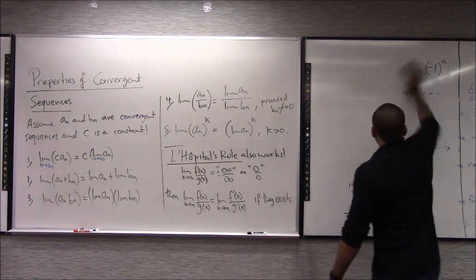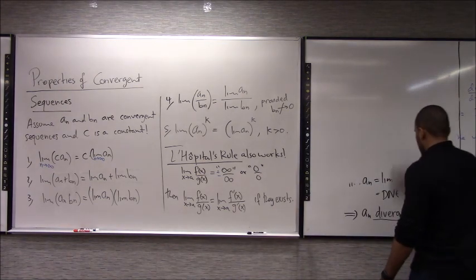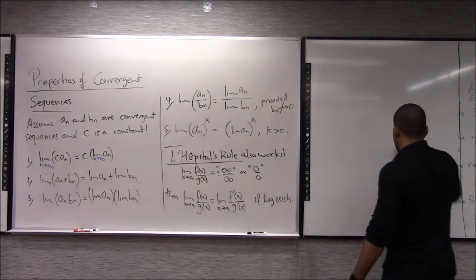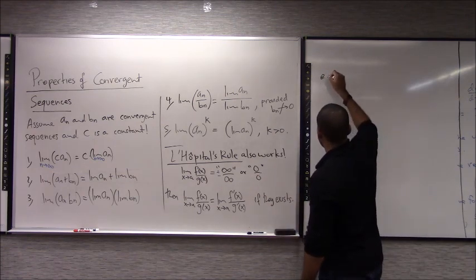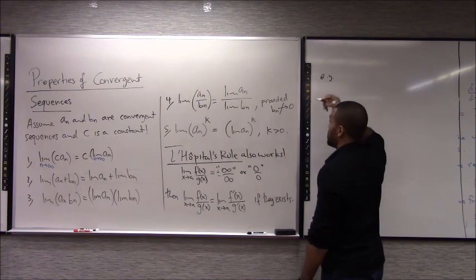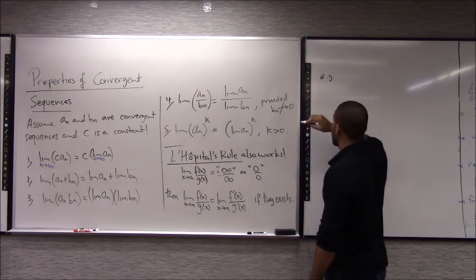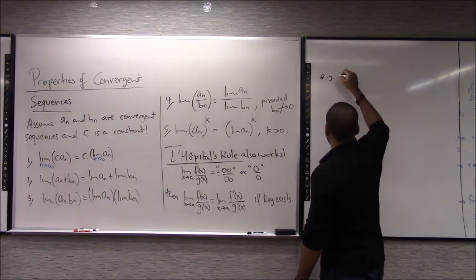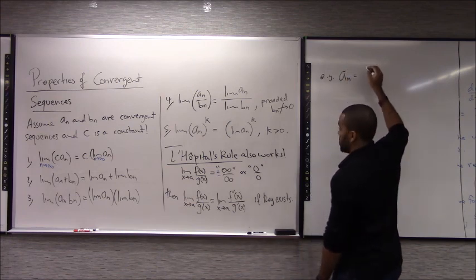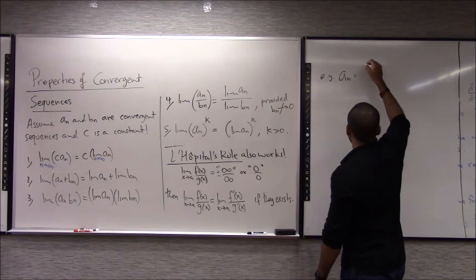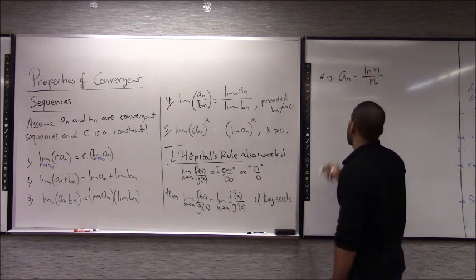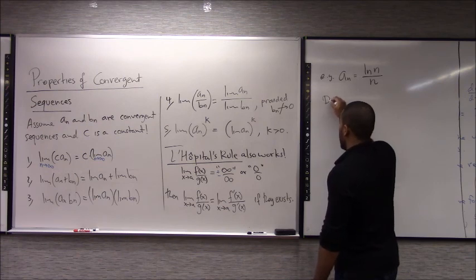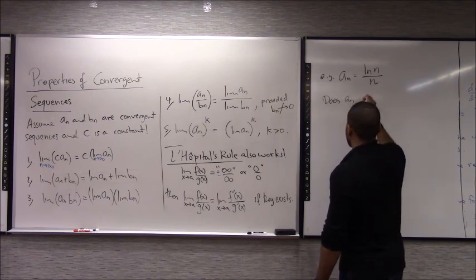So I can talk about a more complicated looking sequence, maybe like a typical example here. Example. Say a_n equals ln of n over n. I can ask, does a_n converge?